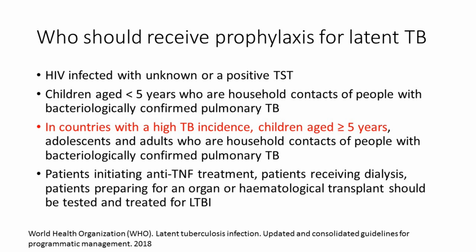The new update in the guideline is that in older children who are more than 5 years, adults, adolescents who are in contact with a household having bacteriologically confirmed TB, then you should put them on prophylaxis. So this is a new update. So now you should screen everybody in the family, not only children less than 5 years. And anybody who's got a positive Mantoux or positive IGRA, you need to put them on prophylaxis.